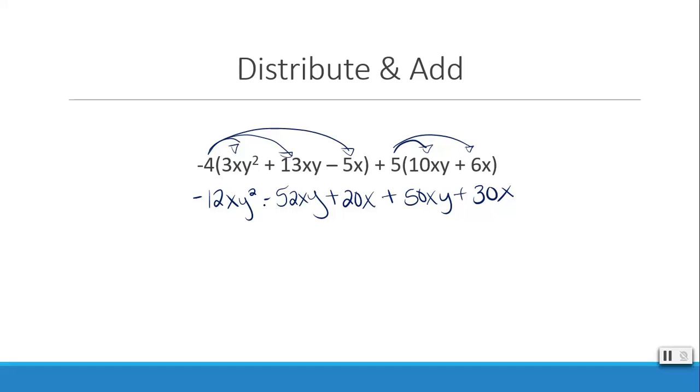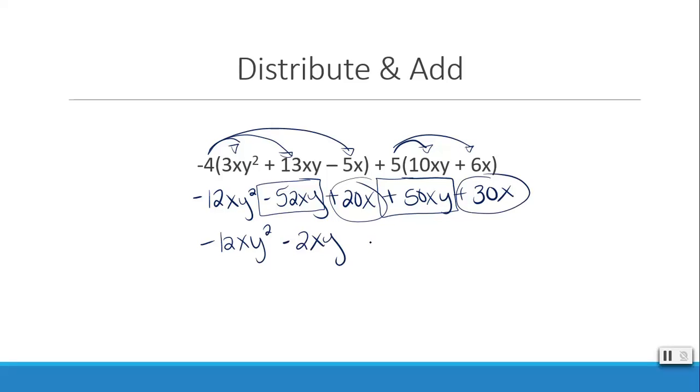Same thing like before, you want to combine your like terms. So we can combine negative 52xy with positive 50xy. So I'm just going to bring this negative 12xy squared down. So this is going to be minus 2xy. Now I can combine positive 20x and positive 30x, which is going to give me a positive 50x.